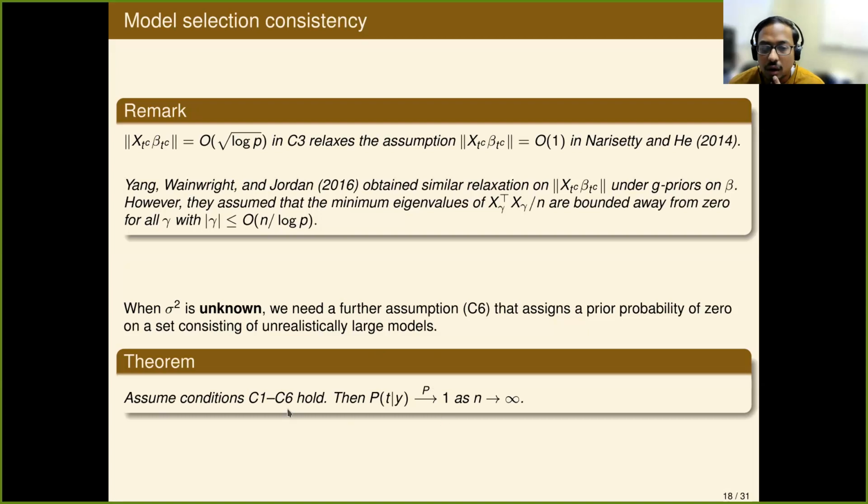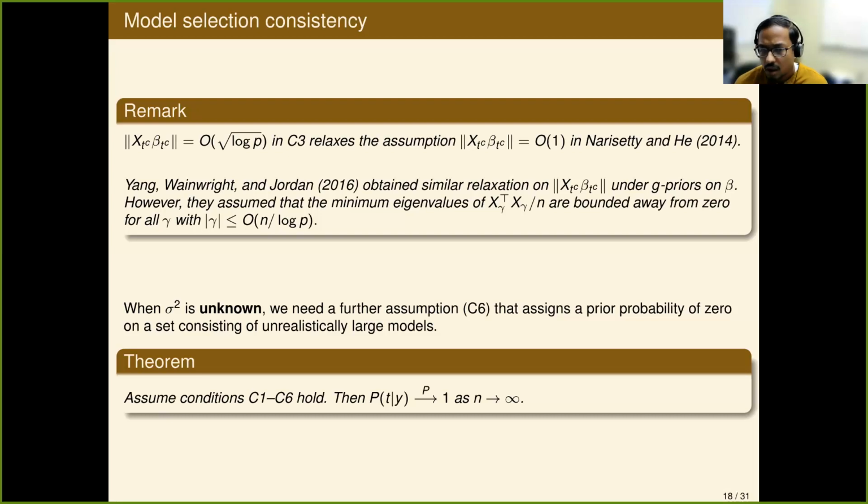Under this further assumption, we can integrate the sigma square out, and we can show that the posterior probability of the true model given the data converges to 1 as the sample size goes to infinity. So again, the posterior probability concentrates only on the true model. However, this is an asymptotic result, that as n goes to infinity, such things happen. But in finite samples, this is not guaranteed. In finite samples, the posterior probability can be more diffuse, not yet concentrating fully on the true model.